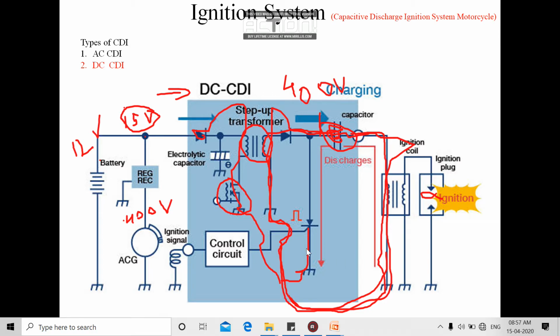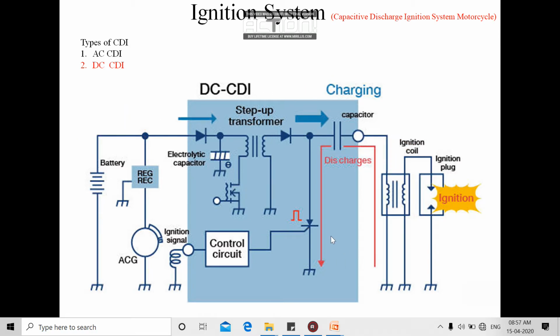Okay, after that there is one more thing, that is this transistor, or the SCR, sorry. Okay, this is a silicon controlled rectifier, which has three legs. This is the first leg, second leg, and this one is the third leg. Okay, and at the third leg, we have the triggering unit.